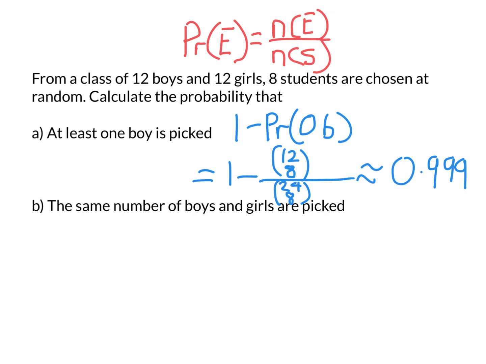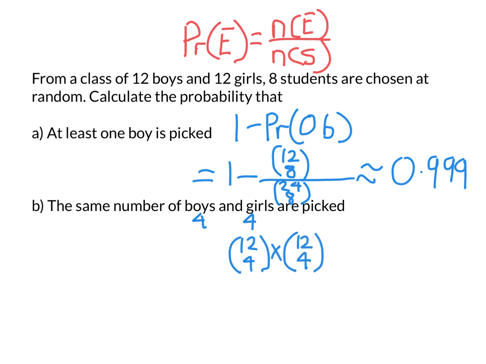All right, let's calculate the probability the same number of boys and girls are picked. So we're going to use combinations to help us calculate the number of ways this can occur. So same number of boys and girls means we're picking 4 boys and 4 girls. So how many ways can you pick 4 boys? Well, you're picking 4 boys from a group of 12. Total number of ways this can occur is 12 choose 4. Similarly, the number of ways you can choose the 4 girls is 12 choose 4.